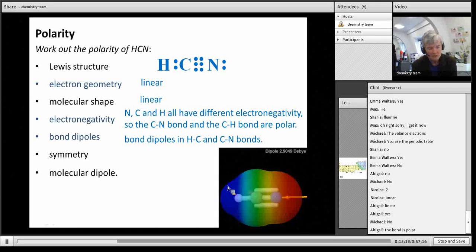Hydrogen always gets the short end of the stick. It's the most positive. You can see it's blue. The nitrogen is the most electronegative, so it's the most red because it's got the most electrons. And can you see this yellow line sort of sticking out? That is showing the molecular dipole. We always show a dipole going from positive to negative. So, is this molecule symmetrical?